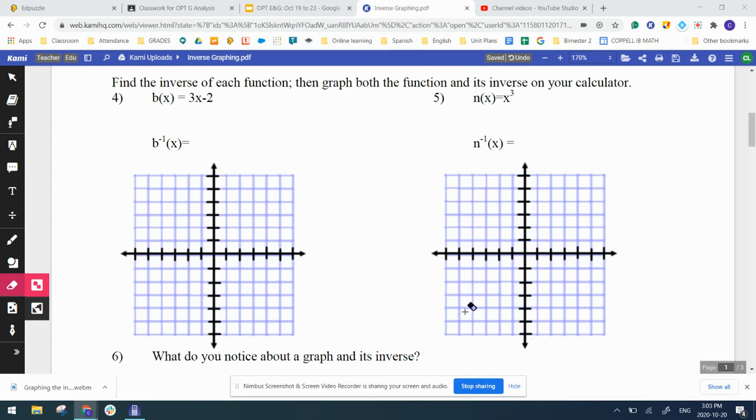Right. Here's an example of how to find the inverse of a function, graph the function, and then I'm going to show you how to do that on your calculator. So we're going to start with graphing this function. Key points to point out.